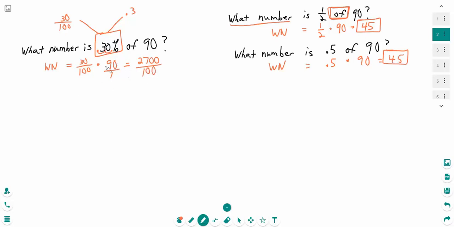Now, I could have also cross-canceled this. Looking back at it here, I could have done that very easily. I could have divided both the numerator and the denominator by 10. But that's all right. We'll leave it the way it is.